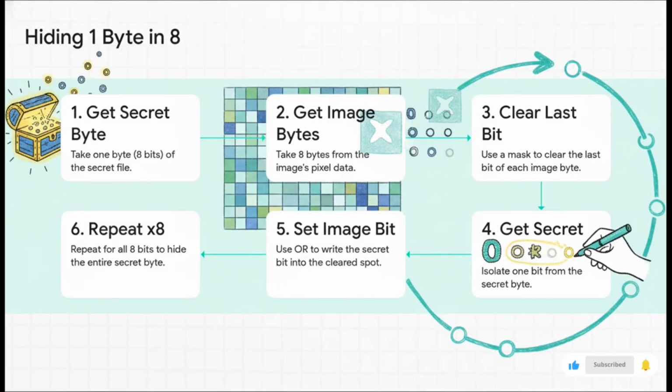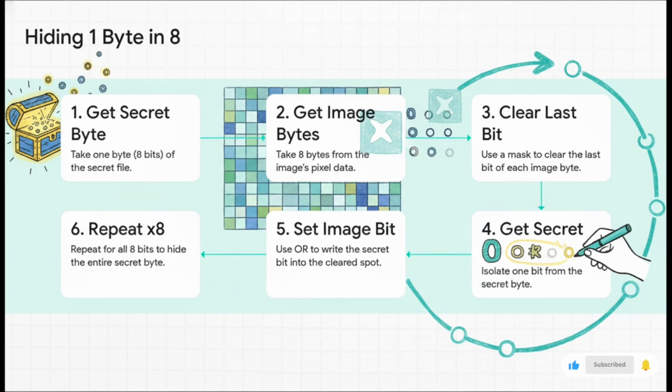So here's the game plan. We take 1 byte, that's 8 bits, from our secret file. Then we go and grab 8 bytes of data from the image's pixels. Now, for each one of those 8 image bytes, we're only going to change its very last bit. This is called the least significant bit because changing it makes the tiniest possible change to the overall color value.